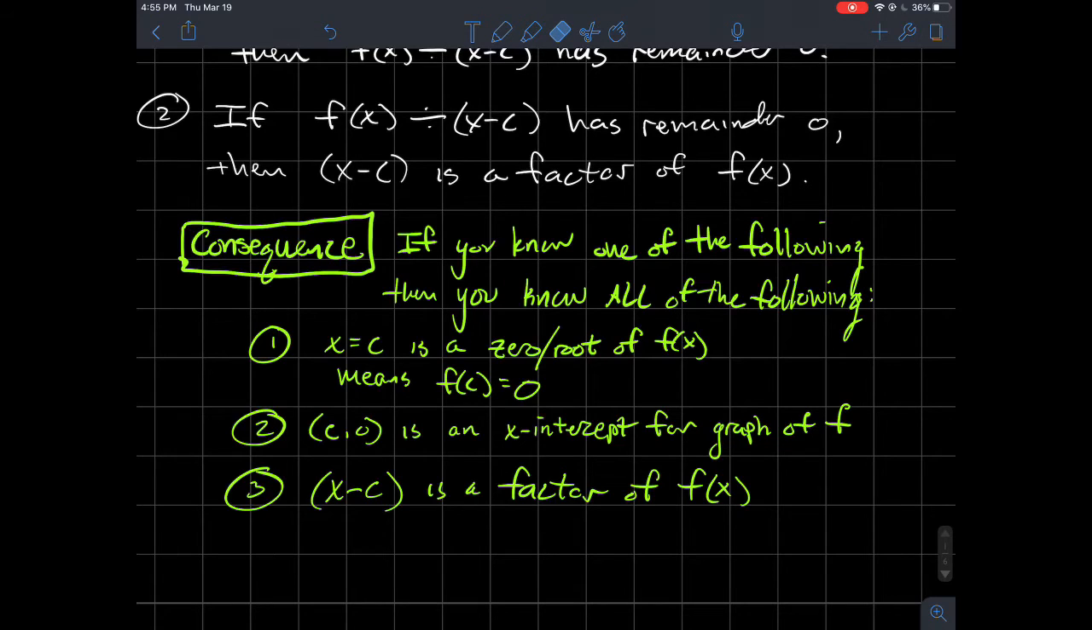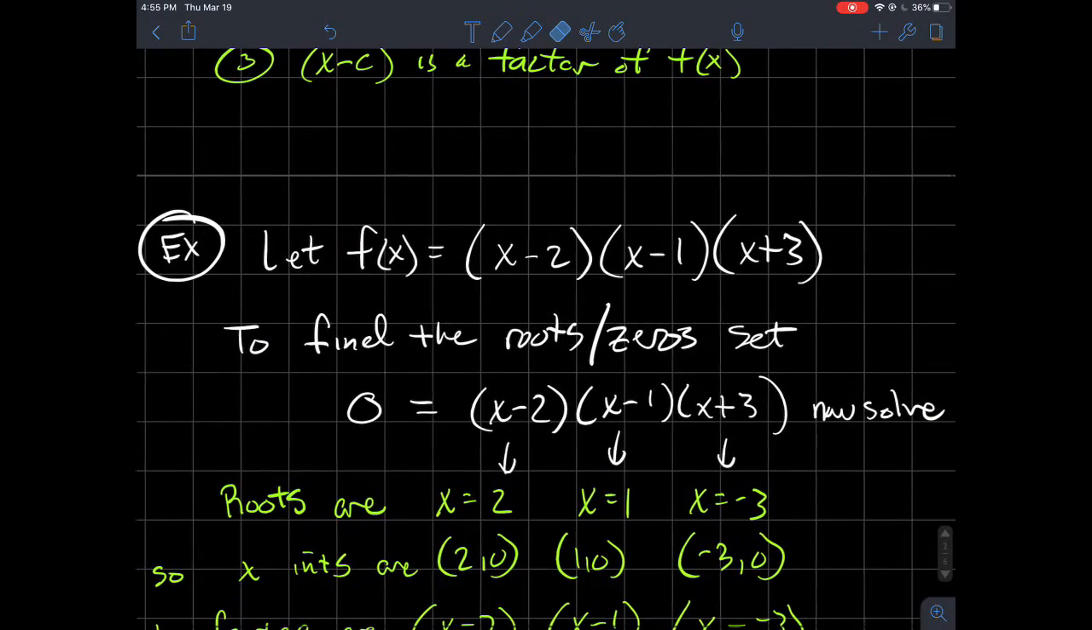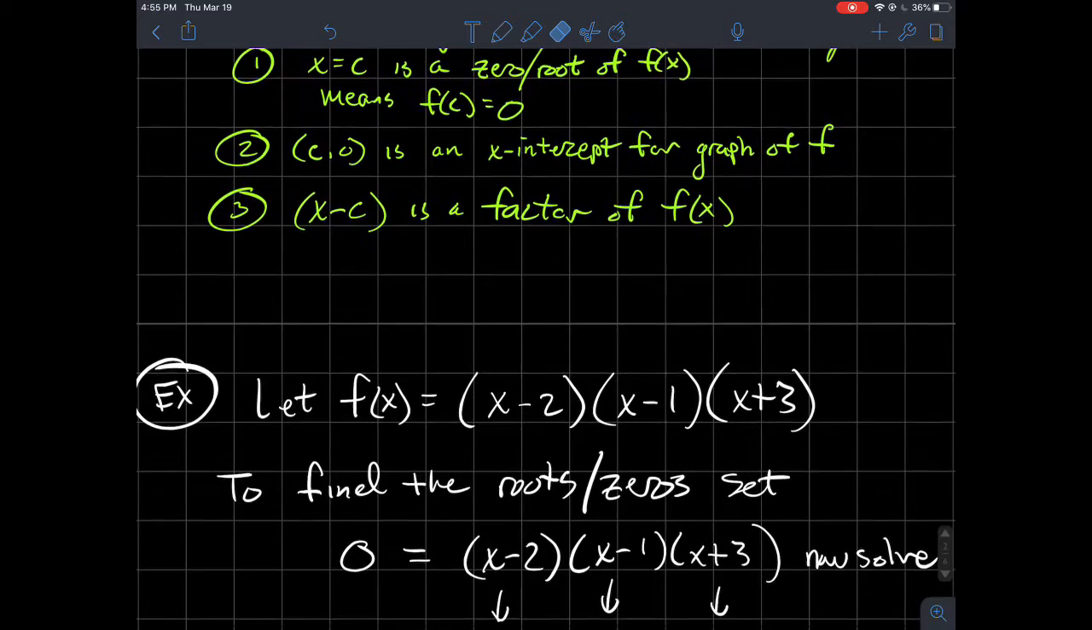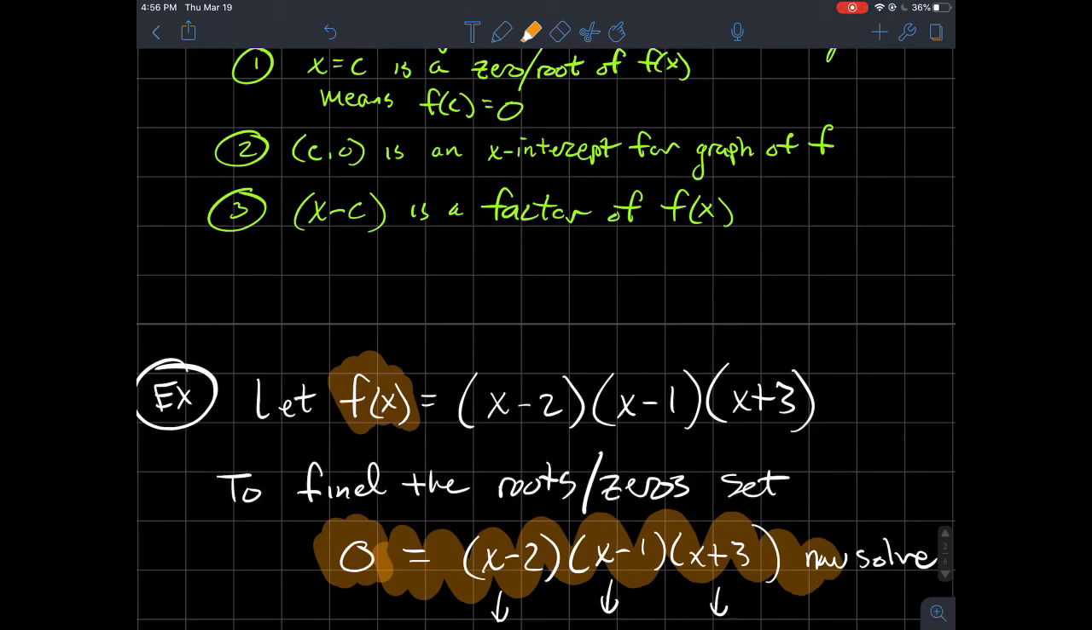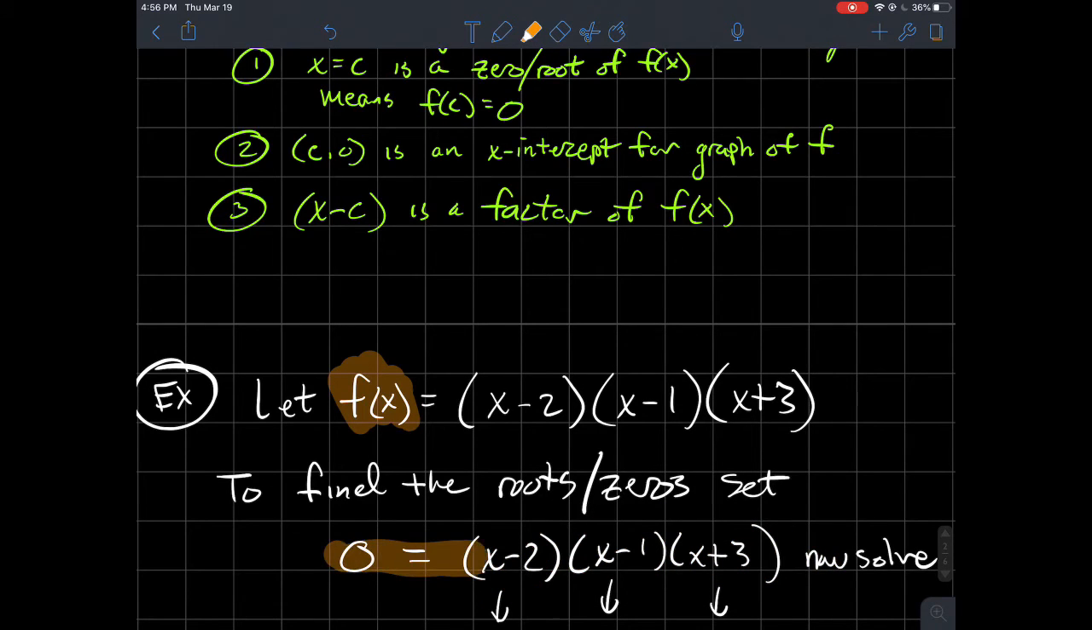So to give you an example of what I mean by that, if we look at this function, f of x equals x minus 2 times x minus 1 times x plus 3, maybe you're asked to find the roots or the zeros of this. So to do that in general, what you're always supposed to do is take your function and make it equal 0. And so that's what we'll do. And then we're supposed to just solve the resulting equation that we get. And then what do we know? Well, if three things multiply to give you 0, then you should just set each one individually equal to 0.